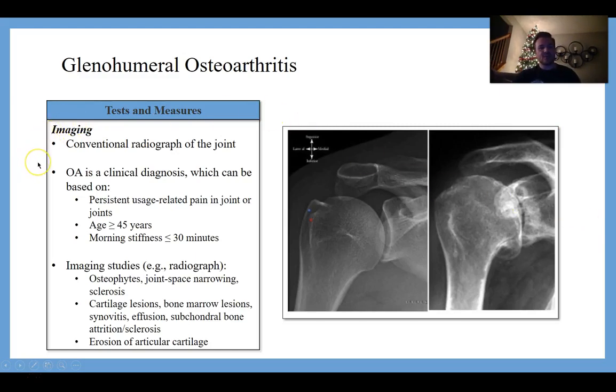So tests and measures, the big one here is going to be get a conventional radiograph of the joint. You kind of put together they're having shoulder pain, it's come on progressively over time, and they're older. And so you go, those three factors, okay, let's get some imaging. And morning stiffness is another one. So, on the left side here, you see what a typical normal shoulder looks like. Good joint space, good margins, no real bony protrusions or bone spurs. And then the picture on the right, you can see decreased glenohumeral joint space, a big projection off the humerus here, and bone spurs throughout. So this would be considered as osteoarthritis.